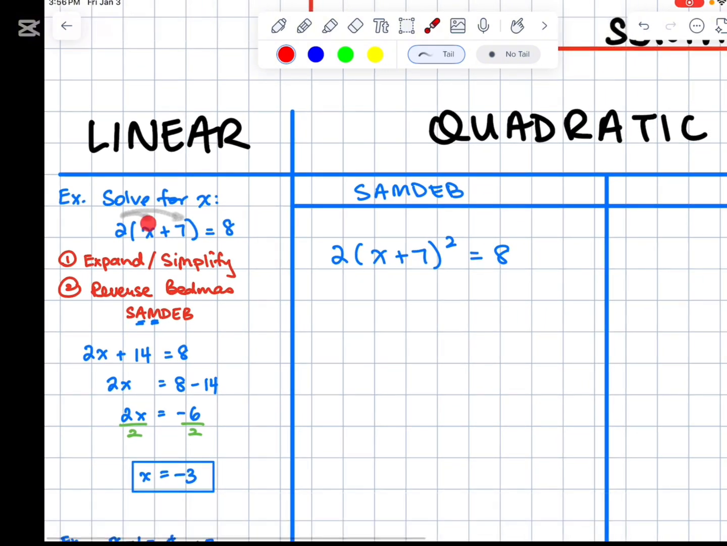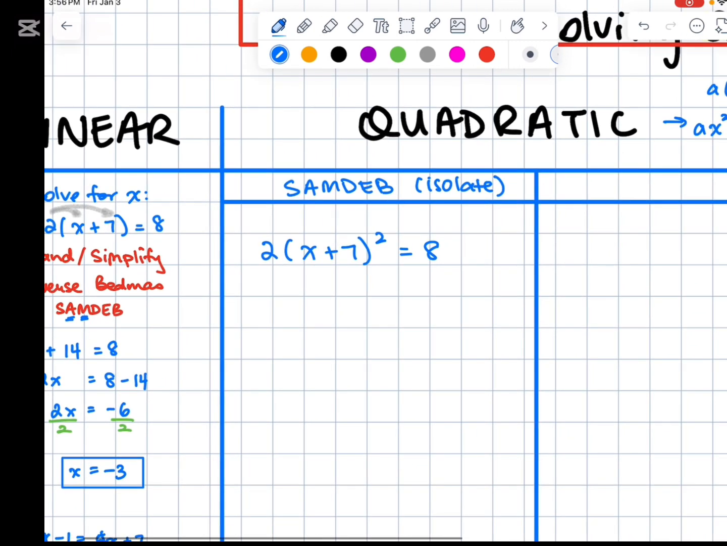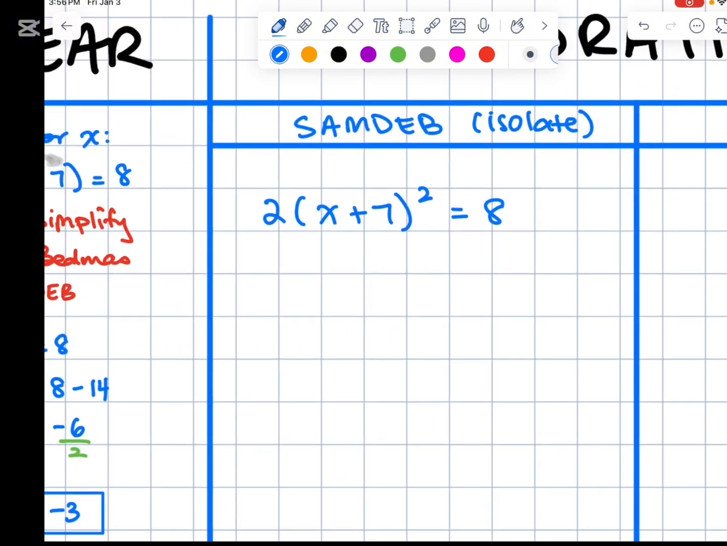If you look at this question, if I cover up the x, I don't have any other x's in that question. That's why reverse BEDMAS works. Same thing with this. If I cover up this x, imagine I could completely cover it. I don't have any other x's in the question, which means I can just isolate the variable using SAMDEB. That might not make total sense yet, but as we go on, I'll explain more. So if I'm using SAMDEB, I'm going to write that up here, SAMDEB.